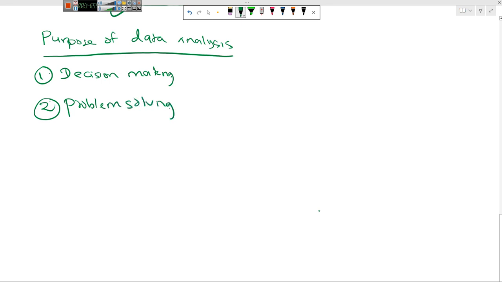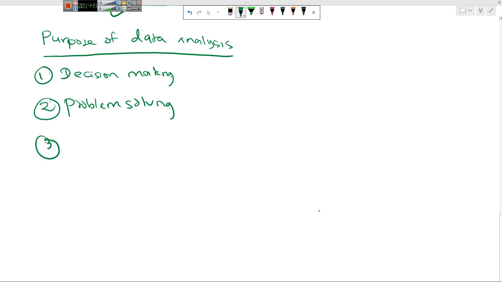Problem solving helps identify patterns and trends that can lead to solutions for complex issues, right? If we have a sea of numbers, let's say a huge data set, and we have to solve problems, we might be asked whether to continue this sales production, and many questions may arise and we have to solve all the problems. That is one of the advantages.